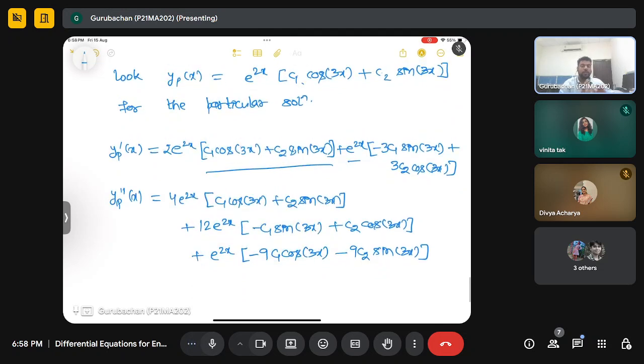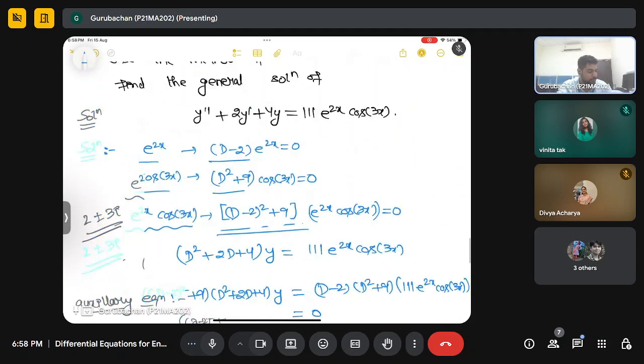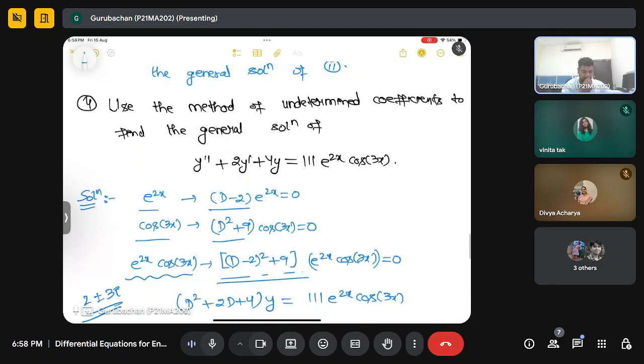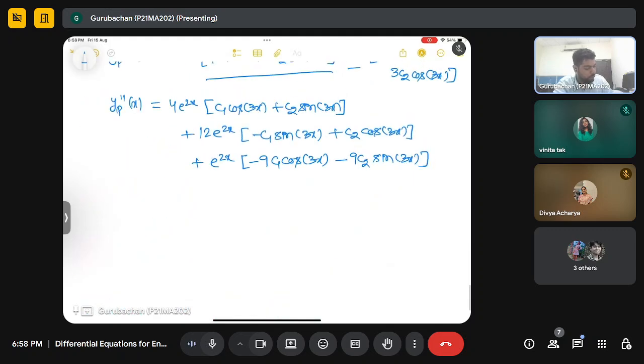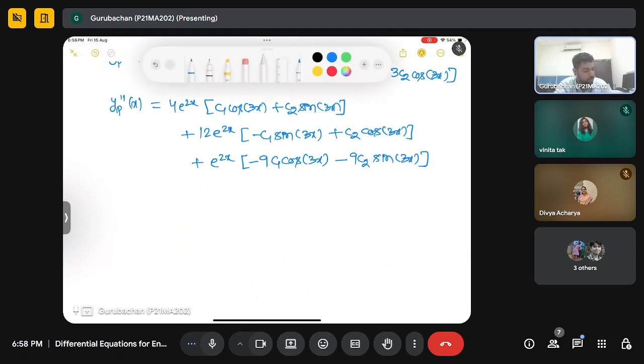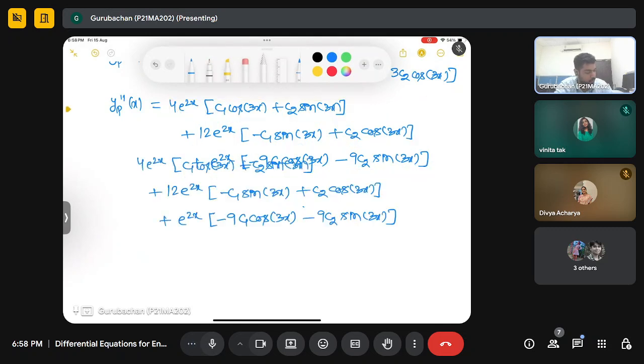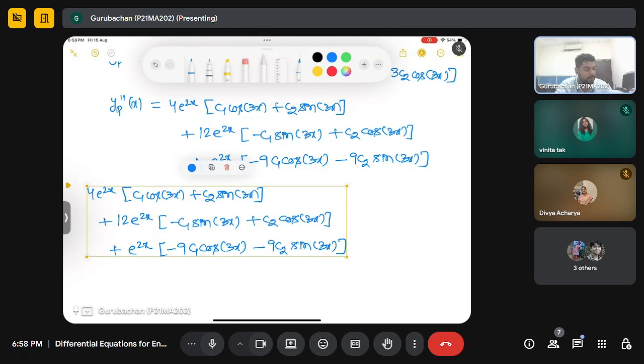Now we have to put all these values in the given differential equation, and our given differential equation is y double dash plus 2y dash plus 4y equal to this one. So we will put into this. So y double dash stays as it is.